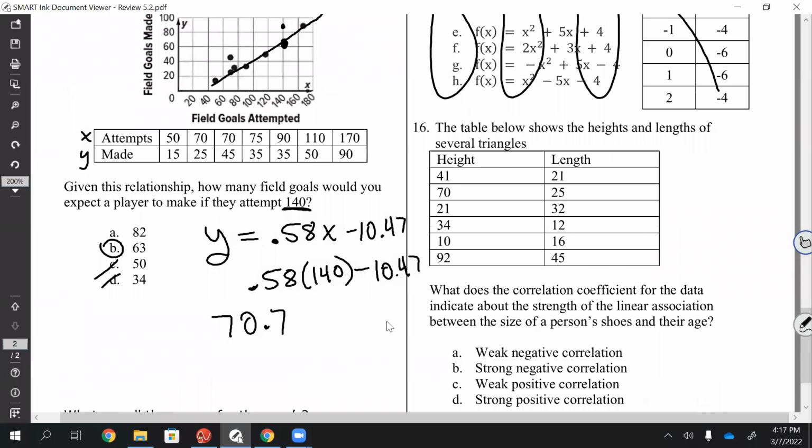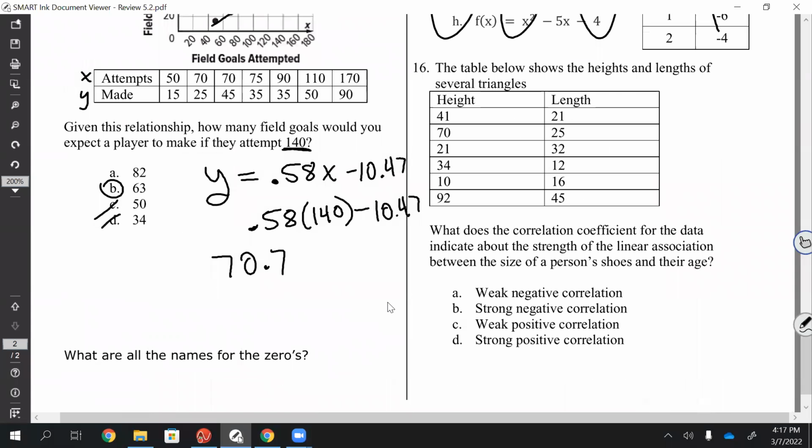Okay, our last question that we're going to do together is number 16. You'll have to forgive, the question talks about triangles and asks about shoes and age and all that. So we're just going to go with it here. Your height, this column we're going to call X, and the other column we're going to call Y. The point of the question here is, what does the correlation coefficient for the data indicate about the strength of the linear association?